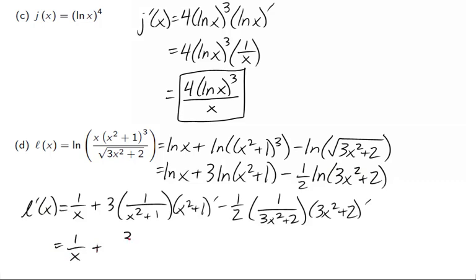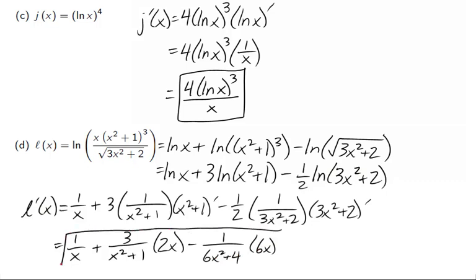See, we get 3 over x squared plus 1, and the derivative of x squared plus 1 is 2x. We could write this as 6x over x squared plus 1 if we had more space. And then we've got 1 over 6x squared plus 4, multiplying through by 2. And the derivative of 3x squared plus 2 is 6x. You could write this as 6x over 6x squared plus 4 if you wanted to, and you could even cancel out a common factor of 2. Either way, this will be my derivative.